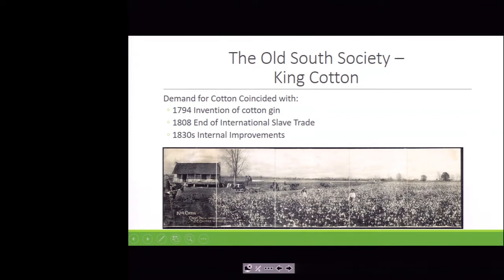The 1830s, all of those internal improvements. If there's a bunch of slaves there and they're able to process more cotton than they ever have before, and all of that cotton now has very easy ways to get to new markets by roads or by canals or by railroads or what have you, shipping, if we're thinking about overseas markets, then expansion of the cotton industry is going to explode, and that's what we see.